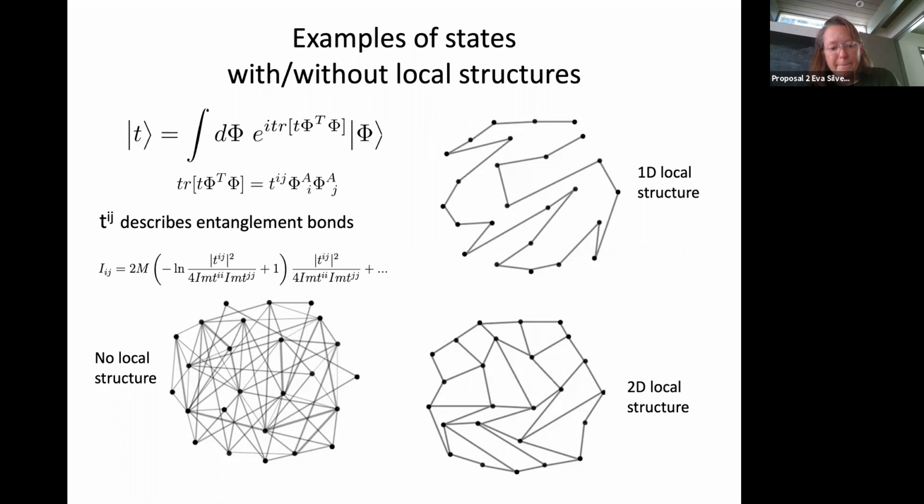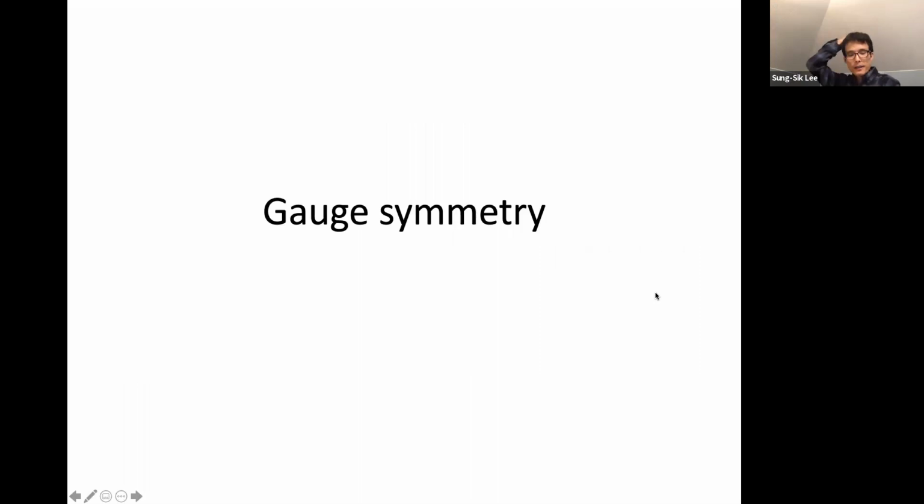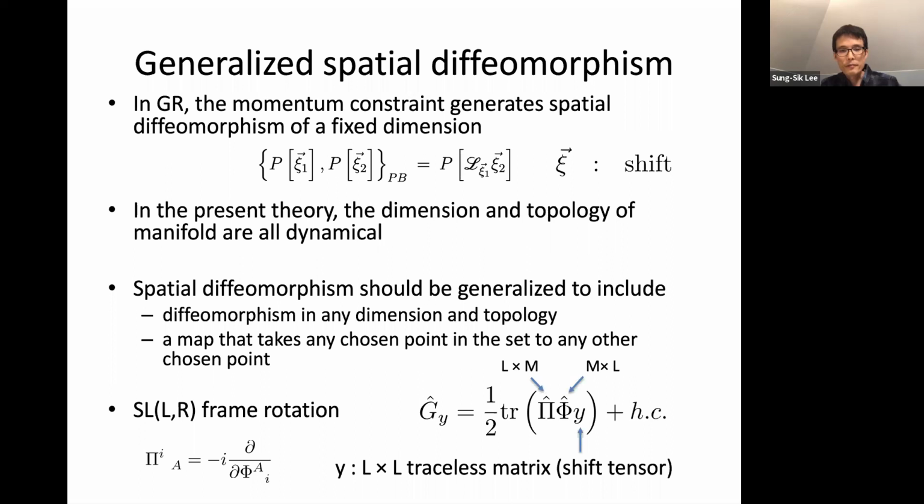So now, to define the dynamics, we have a symmetry, just as in GR, where all the dynamical information is encoded in the constraints. Similarly, we are going to construct some gauge group from this kinematic Hilbert space. So first, let's think about the spatial diffeomorphism. So in general relativity, the momentum.